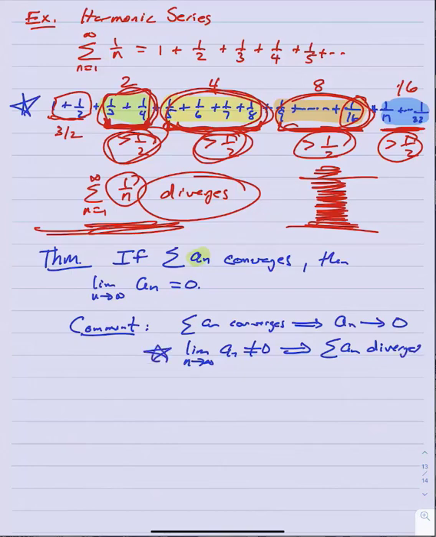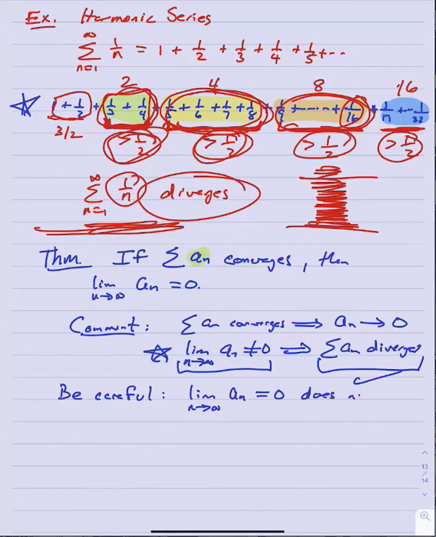And this is really the key use that we want to make of this theorem. This gives us a very easy criterion to tell when a series diverges. If the limit of the general term is not zero, then the series diverges automatically. Again, this is one of those places where you can abuse the logic if you're not watching it. So be careful. The limit as n goes to infinity of that general term equaling zero does not imply anything.